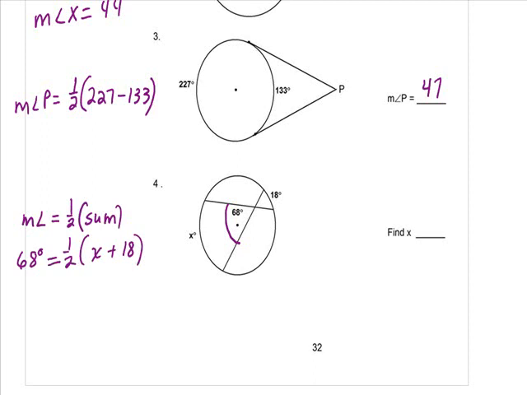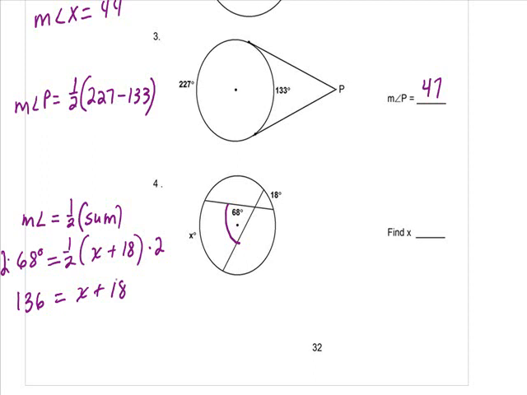You should practice writing it out because sometimes they're asking for an arc rather than asking for the angle. Now, your algebra steps here, I think it's easiest to cancel the fraction instead of distributing it. So I'm going to multiply each side by 2 first and get rid of the 1/2. When I do that, I get 136 equals x plus 18. When I multiply each side by 2, the fraction goes away.